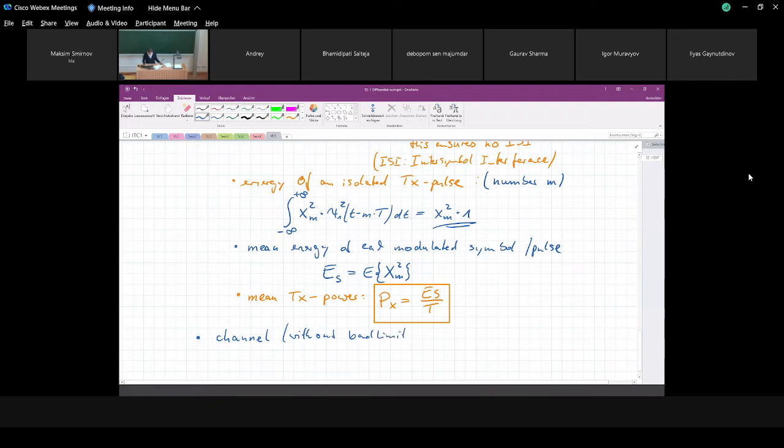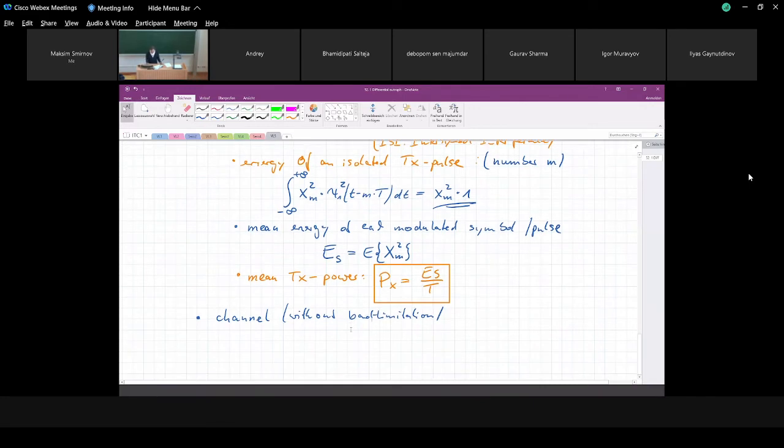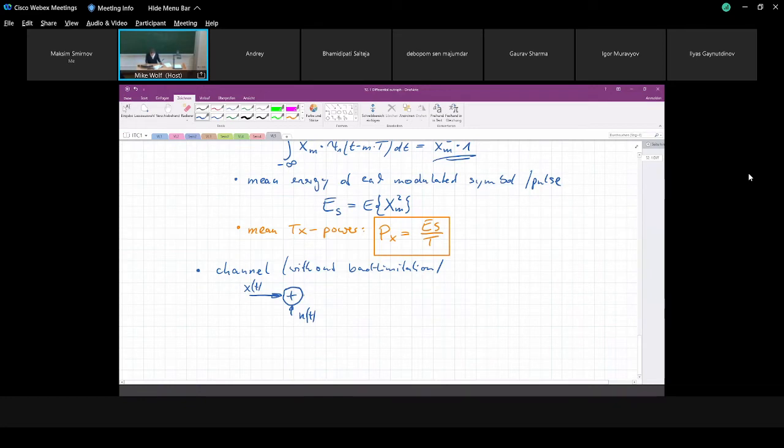Without the band limitation, how does it look? Now we have a transmitted signal, concrete transmitted signal x of t. We have additive white Gaussian noise, and this is continuous time. Additive white Gaussian noise, what you see here. And then we have a received signal y of t.